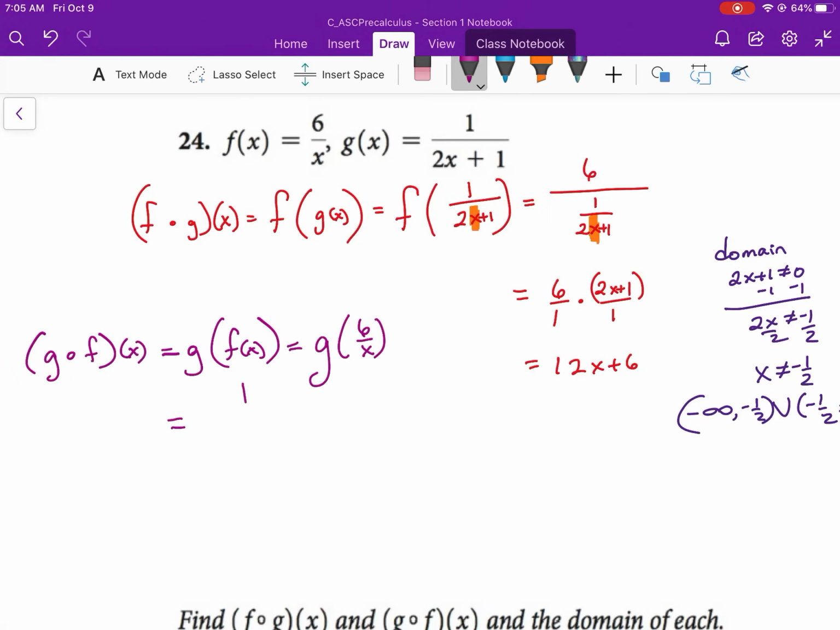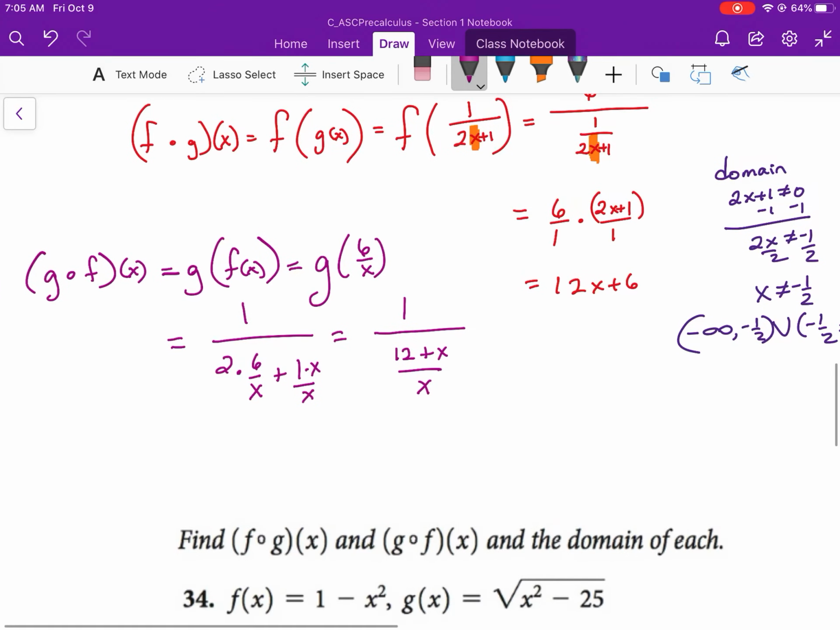Okay, so now let's do g. G says 1 over 2 times whatever's in parentheses plus 1. So that means I've got 1 over, it's easiest if I have common denominators in the denominator, so I'm going to multiply that by x. So I'm going to have 12 plus x all over x. And notice I still can't have 0 in my denominator. So I keep change flip, so 1 times x over 12 plus x.